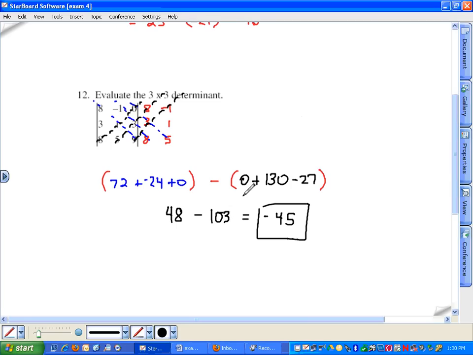Actually, let's see. You know what? This should be 120. Yeah. I was going to say this is not adding up. Okay. 120 minus 27 is 93. Okay, there we go. That's working out. Now we get negative 45.